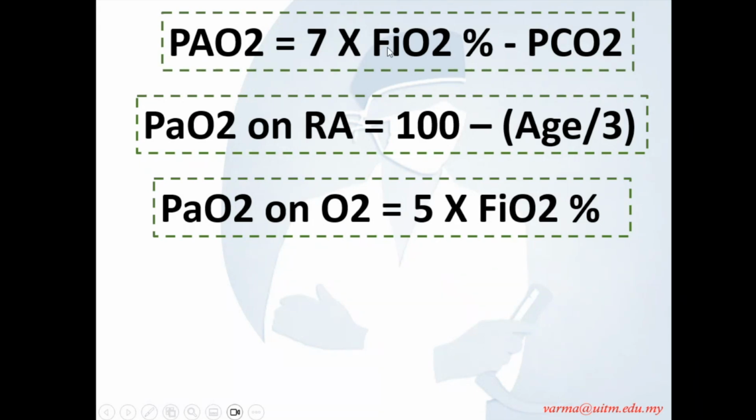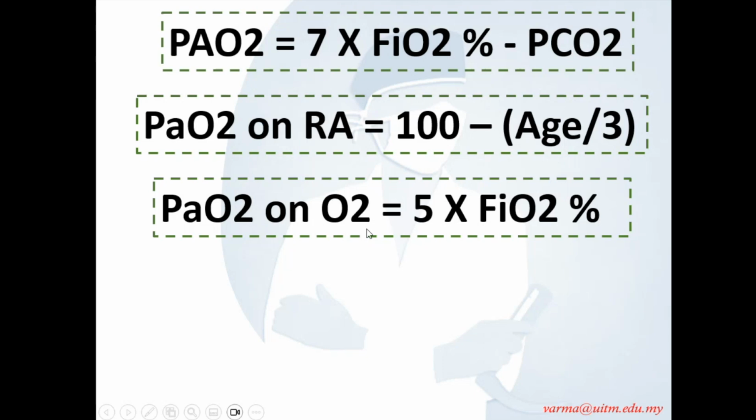So here, when you see these two, 7 times 40 is 280, minus 40, 240. Here, 5 times 40% is only 200. So there will be a difference in AA gradient of 40 millimeters of mercury, right? That's why I say these are just bedside calculations. But where do we get this PaO2 normally? We get it from our ABG itself. This is for you to see a rough idea how much they should get. But this is not always accurate for sure.